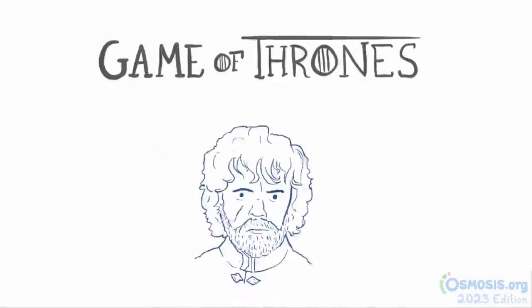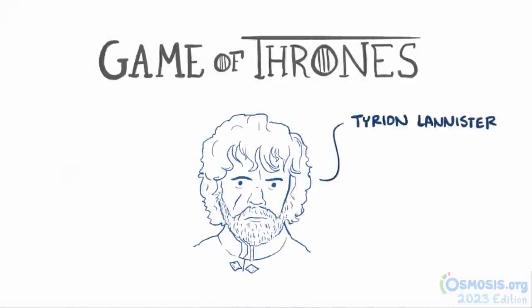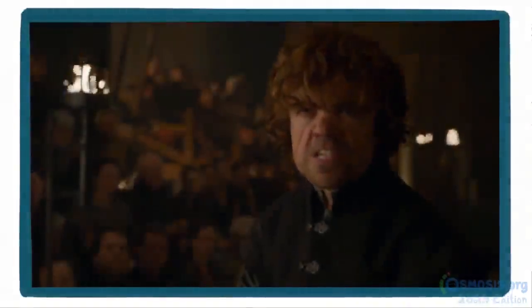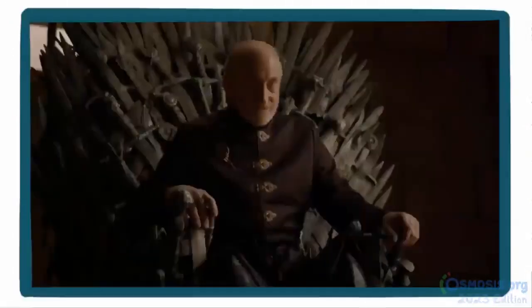In HBO's adaptation of Game of Thrones, the character Tyrion Lannister is treated poorly by his father and siblings because he's born with dwarfism. In a classic scene in the show, he says, I'm guilty of being a dwarf.